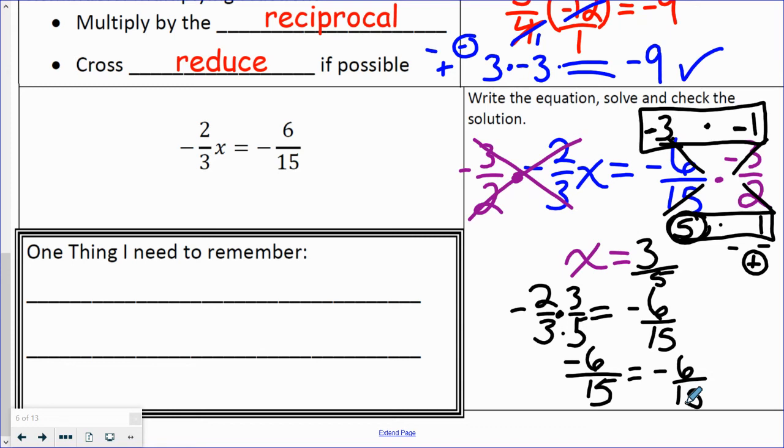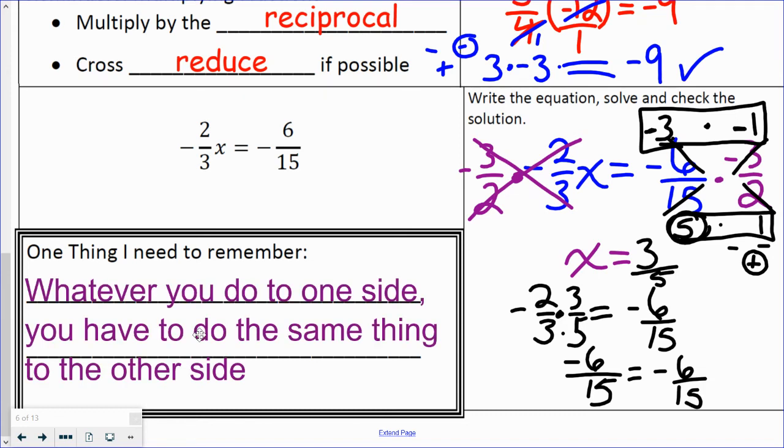Okay? So one thing we always need to remember, it's something we keep telling you about. Whatever you do to one side of that equal sign, you have to do the same thing to the other side. So if you notice all of my problems, I put them where I multiplied by the same reciprocal. If I had a negative with it, a negative was on the other side as well. If you need to, pause this, fill in your notes, and then we're going to start the homework.